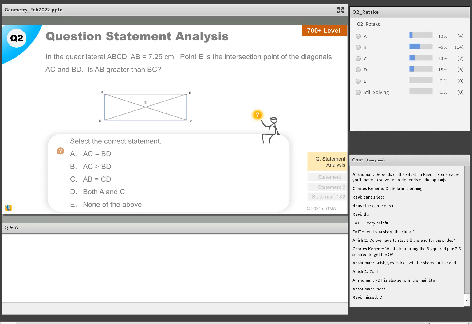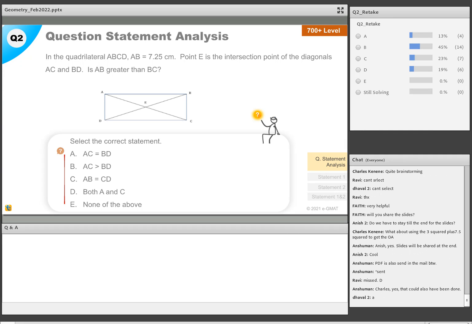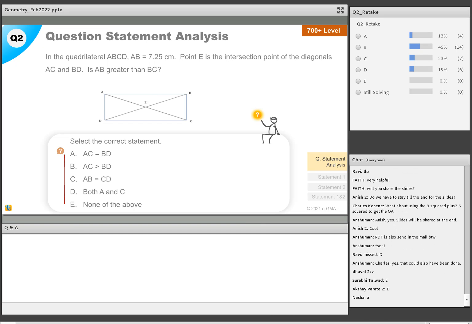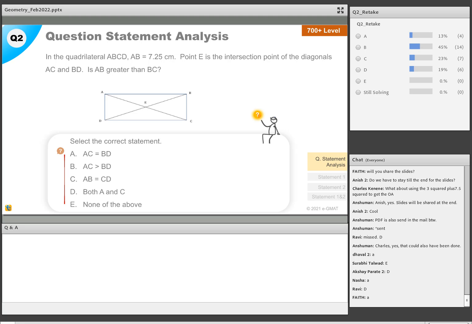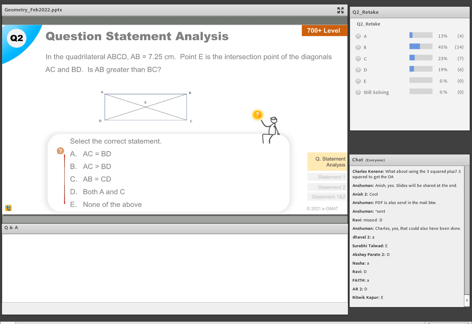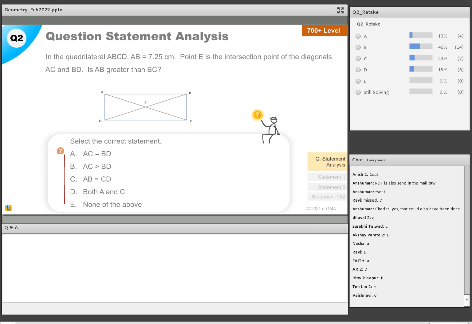Here's a very interesting question for you. Which of these 5 options is correct? Now that you've seen the question. Dhaval says A, Surabhi says E, Ritvik says E. Alright, so I'm just waiting for a couple of you more. Tim says E, Vaishnavi says D.